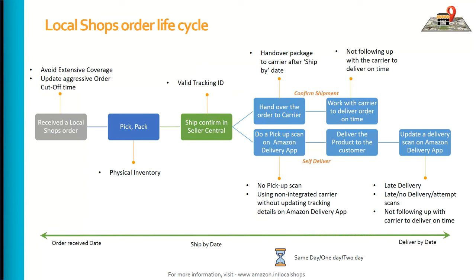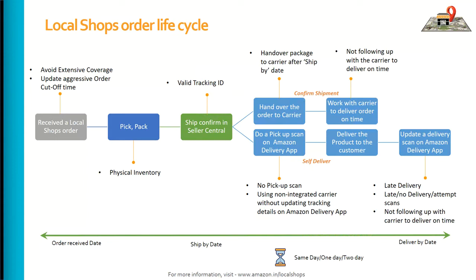Post which you should confirm the order on Seller Central, and here is where we have two options for you. While being a part of the local shops program, you have two workflows. One is confirm shipment, another is self deliver. Confirm shipment is for those who don't have an existing delivery fleet or delivery agents. Instead, you can deliver your orders through an integrated third party courier partner such as FedEx delivery, and we do have a list of courier partners who are integrated with Amazon.